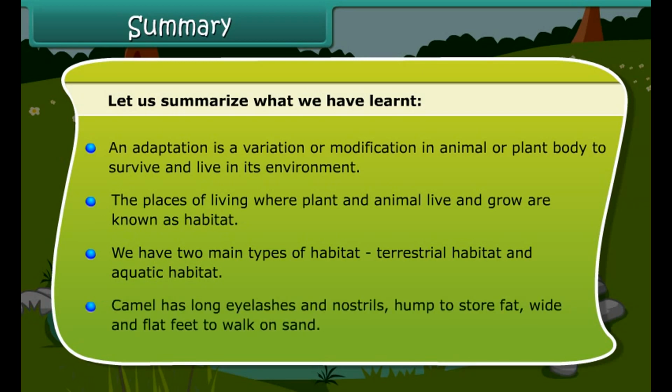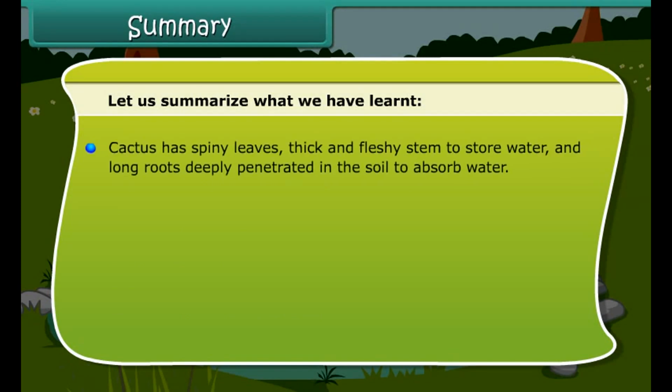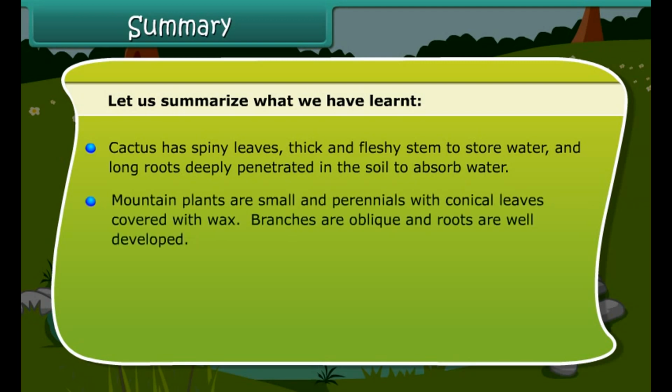Camel has long eyelashes and nostrils, a hump to store fat, and wide and flat feet to walk on sand. Cactus has spiny leaves, a thick and fleshy stem to store water, and long roots deeply penetrated in the soil to absorb water. Mountain plants are small and perennials with conical leaves covered with wax. Branches are oblique and roots are well developed.